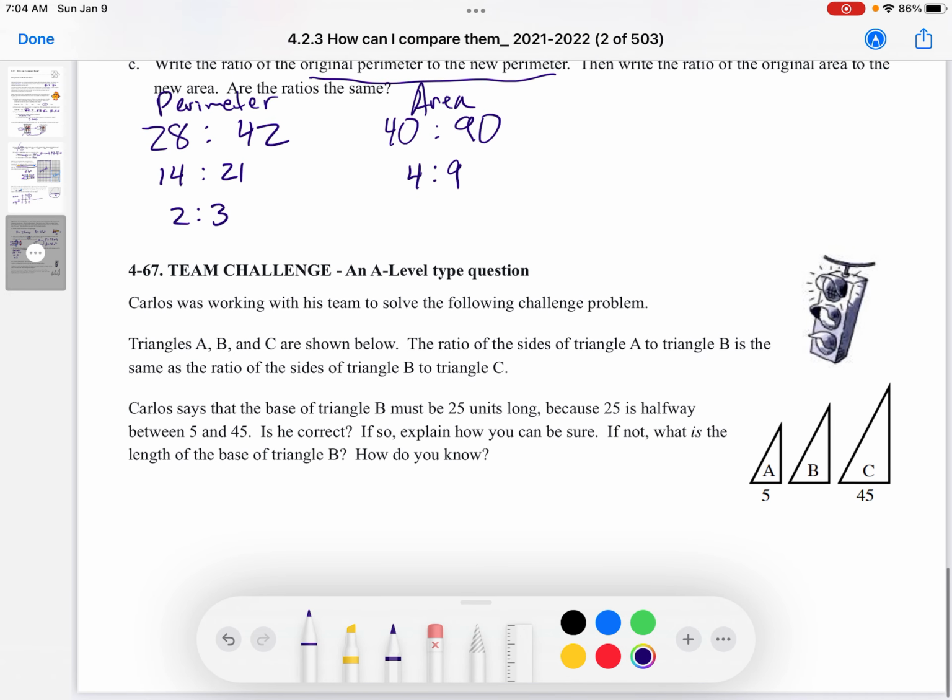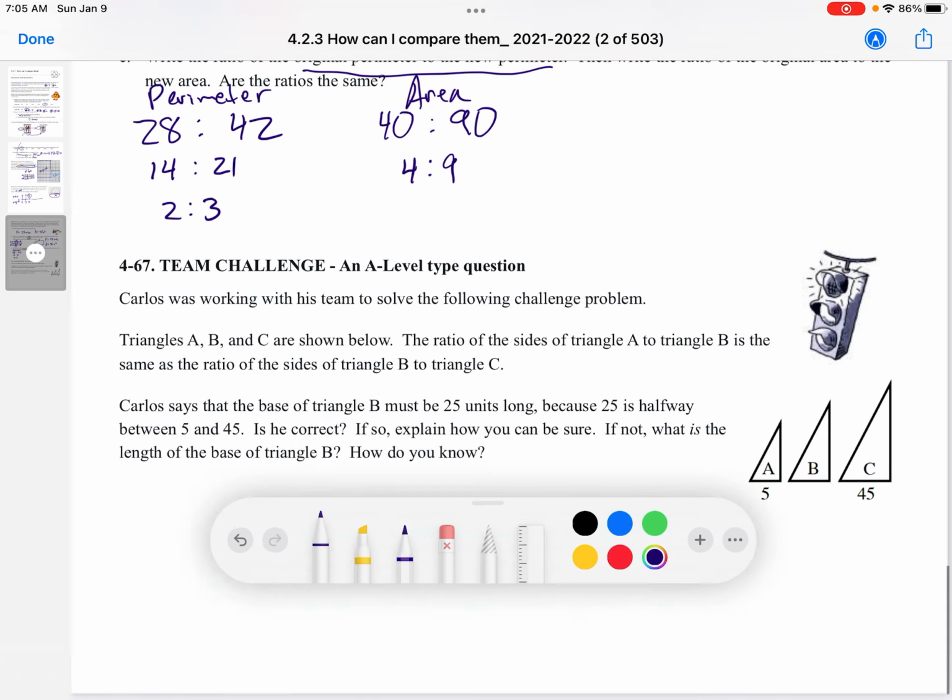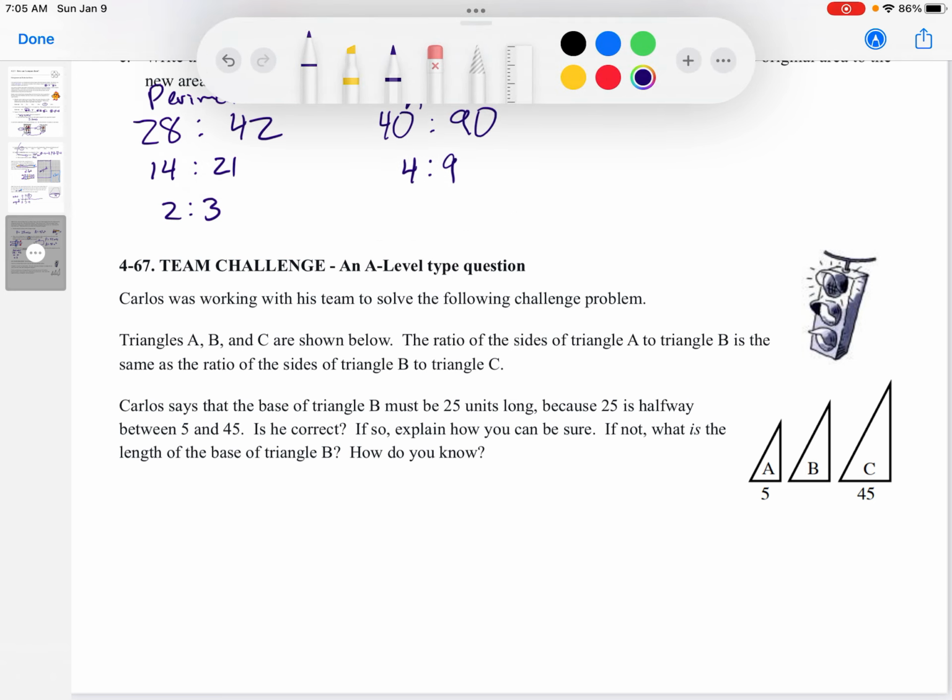All right, this is an A-level type question. If you wish, you could stop at this point, but if you want to, you could look at this as just a little extra. Carlos was working with his team to solve the following challenge problem. Triangles A, B, and C are shown below. The ratio of the sides of triangle A to B is the same as the ratio of the sides of B to triangle C. Carlos says the base of triangle B must be 25 because 25 is halfway between 5 and 45. Is he correct? If so, explain how you can be sure. If not, what is the length of the base of triangle B?